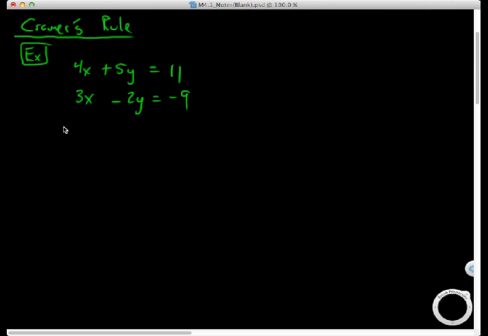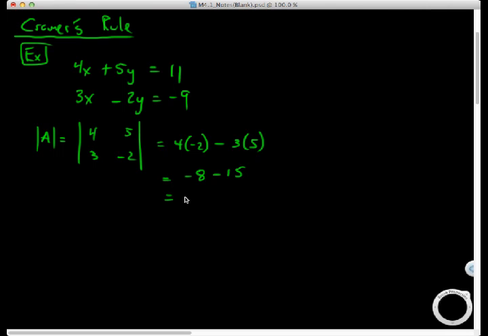The first thing we'll do is find the determinant of what I'll call matrix A, which will be the coefficient matrix, the same one that we would use if I was solving using inverse matrices. To find this determinant, it'll be 4 times -2, multiplying that diagonal, minus 3 times 5. That's -8 minus 15, so -23. And since that's not 0, it's indicating to us that we'll have a single solution.